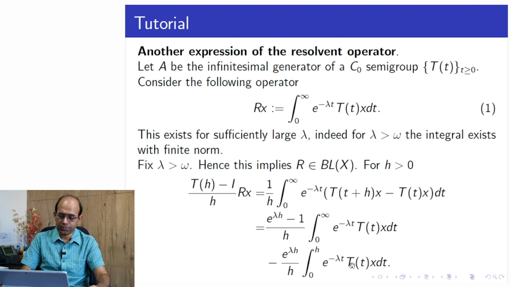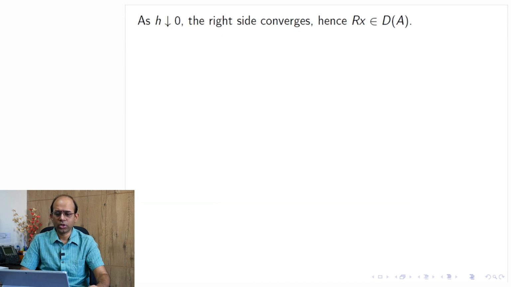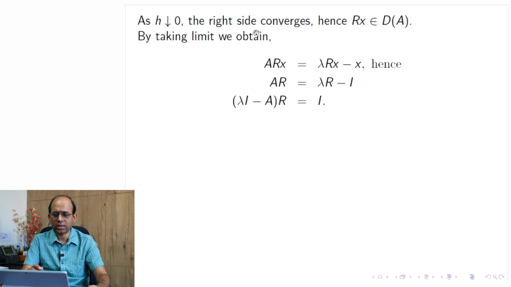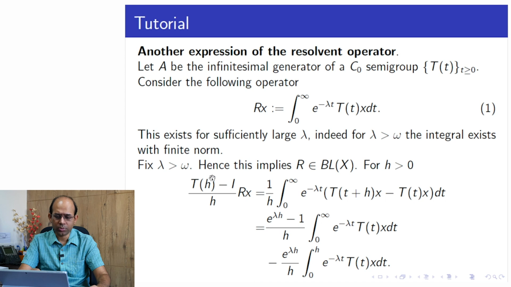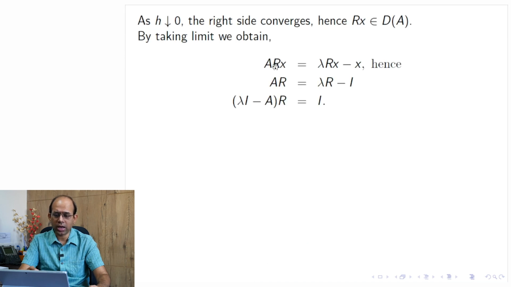Okay, so from here we are going to get e to the power of minus 0, that is 1, T(0), this is the identity, times x. So this would give me just minus x actually. Okay, so as h tends to 0, the right hand side converges, hence the left hand side is in the domain of A, and then the left hand side would converge to capital A. So ARx. So ARx is equal to lambda times Rx minus x.